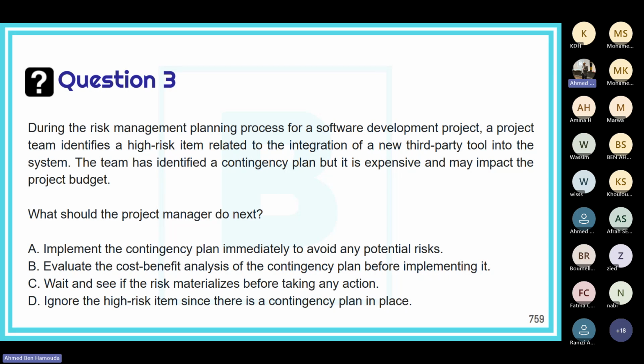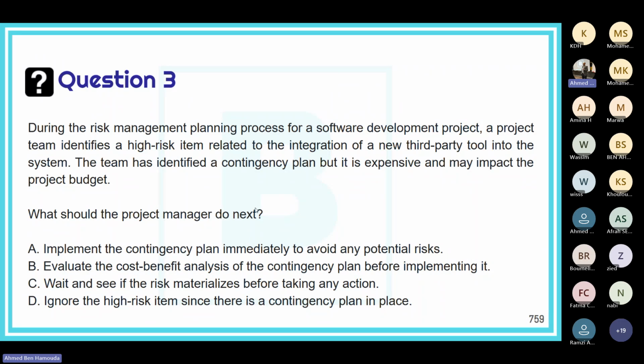Implement the contingency plan immediately to avoid any potential risks. Evaluate the cost benefit analysis of the contingency plan before implementing it. Wait and see if the risk materializes before taking any action. This is definitely not answer C, definitely not. Ignore the high risk item. No, we don't pick any answers that start with ignore. We don't wait and see if the risk materializes. And we don't implement the contingency plan because actually it's ineffective.